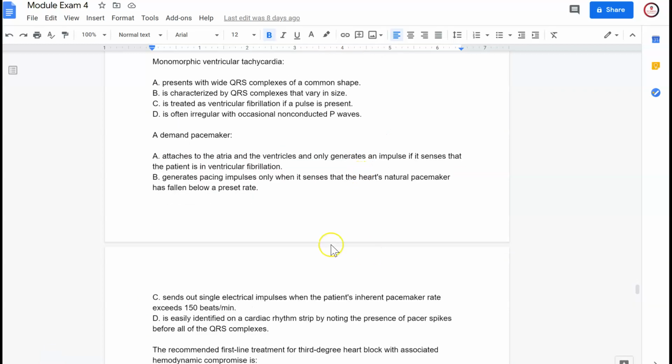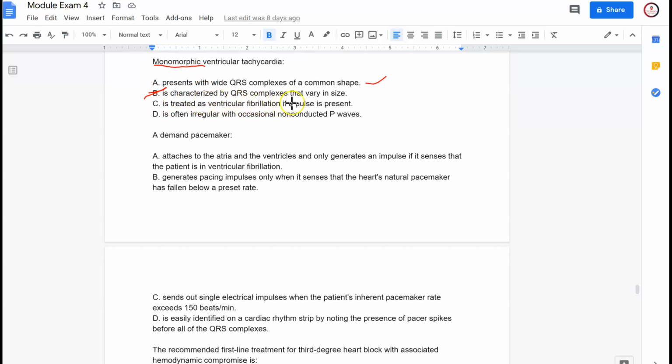Monomorphic ventricular tachycardia presents with wide QRS complexes of common shape. Yeah, so far so good. Characterized by QRS complexes that vary in size. No, because we're looking at monomorphic. If it varied in size, it'd be torsades de pointes.